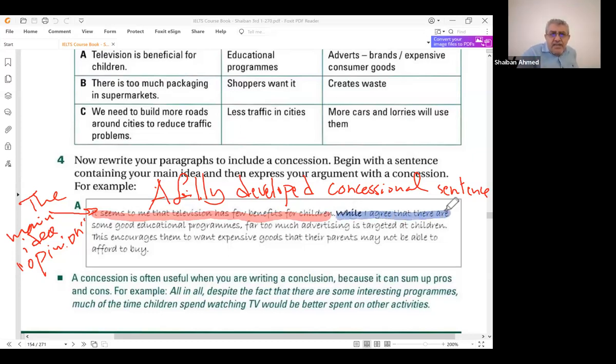While I agree that there are some good education programs, far too much advertising is targeted at children. So this is a concessional sentence describing my view. TV is good. This is very general. Why? It is good. Although I agree that there are some good educational programs, far too much advertising is targeted at children. Okay, so this is what's called development.